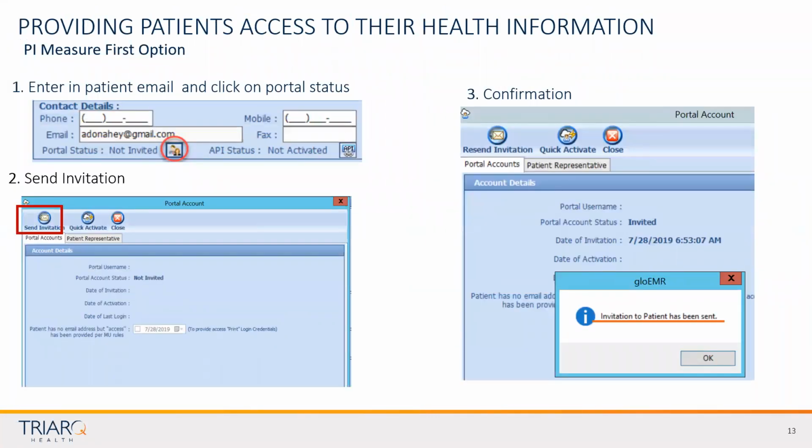Now, we have two options when it comes to activating a patient portal. The first, that a lot of you might utilize, is going into our modified patient and clicking on that portal status, not invited, where you see that here, I have it circled. After I've entered in the email, I'm going to click on that icon. And then I'm going to see my portal account screen pop up where I'll want to hit send invitation. And then in step number 3 on the right-hand side here, I'm going to see a confirmation: yes, the invitation to patient has been sent. Great. So that's pretty easy.